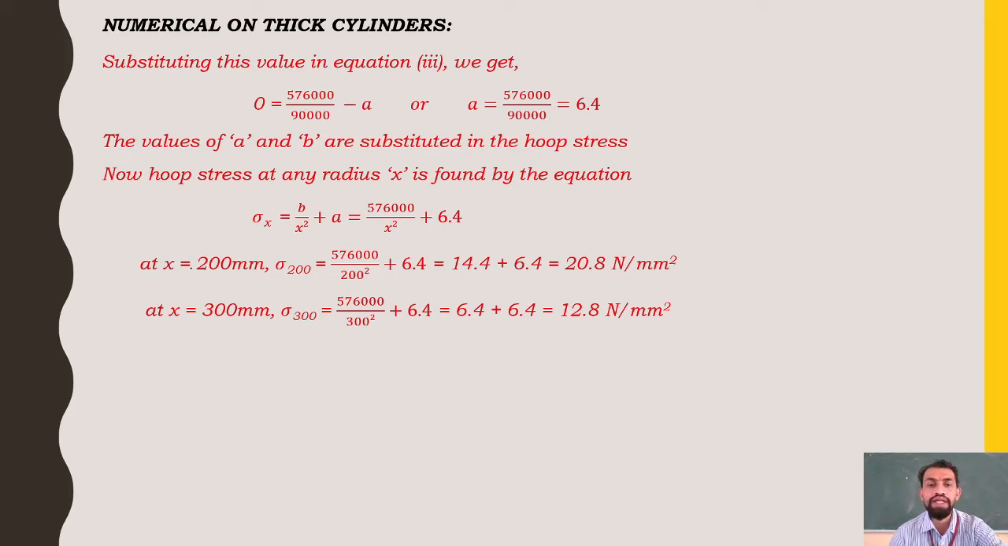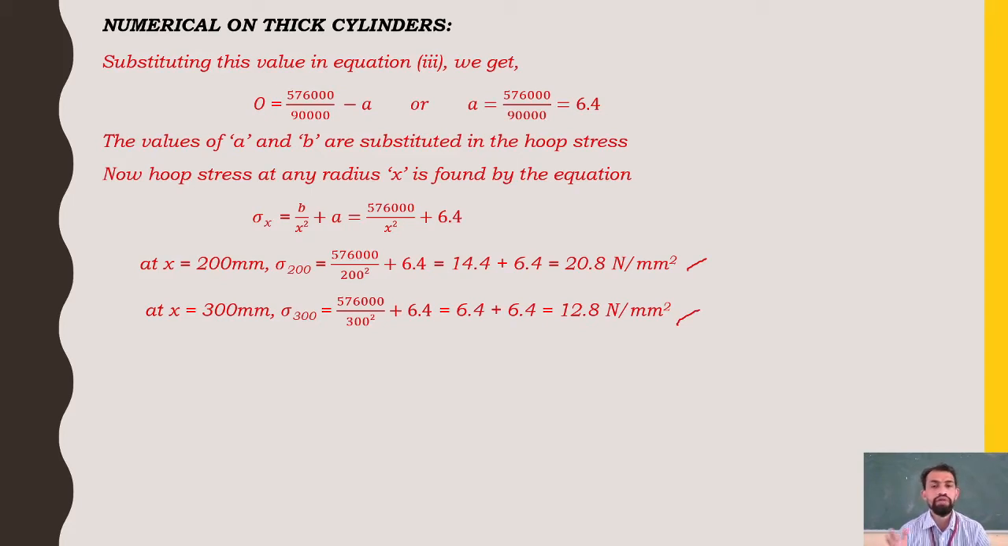Now x is what? It is the internal radius and external radius. So considering the internal radius as 200 mm, sigma 200 is B divided by 200 square plus 6.4. So we are getting the value of 20.8 Newton per mm square. Similarly, when x is 300, sigma 300 comes out as 12.8 Newton per mm square.